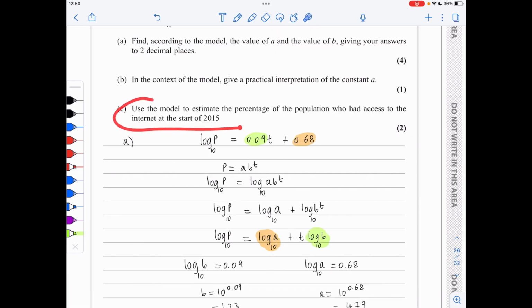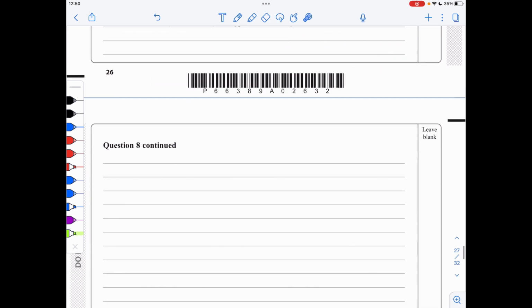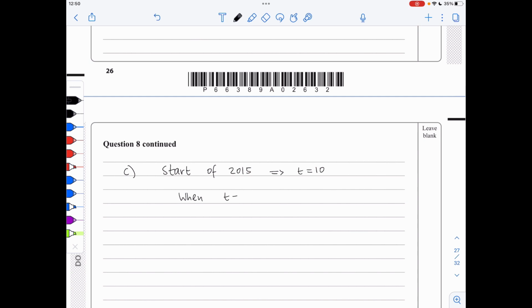And then in part C, we need to estimate the percentage of the population that had internet at the start of 2015. So at the start of 2015, that means that our variable T takes the value of 10. So I will substitute T is 10. So when T is 10, we have that capital P is 4.79 times 1.23 to the power of 10, which turns out to be 38, and therefore 38% of the population had access to the internet.